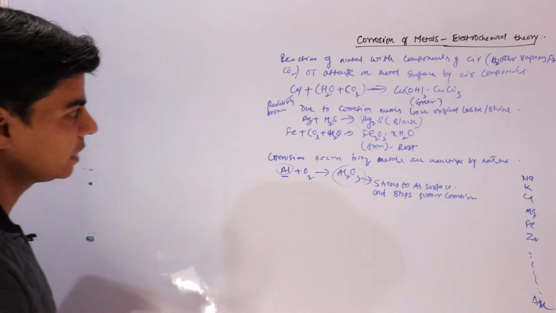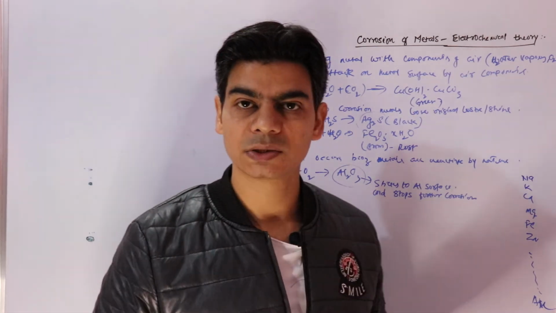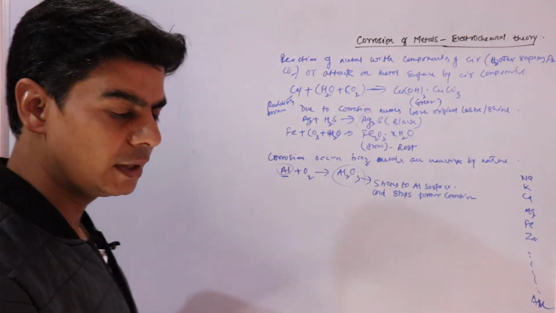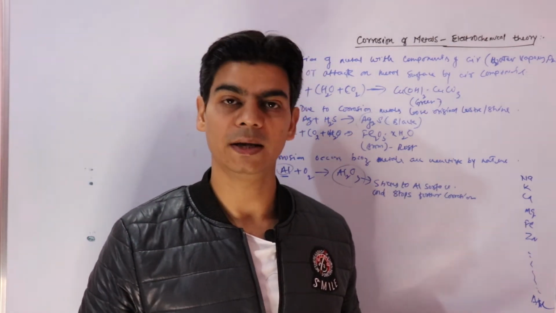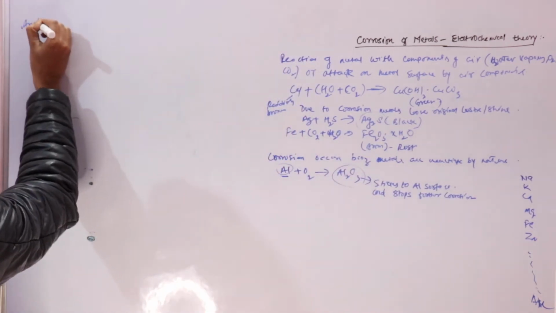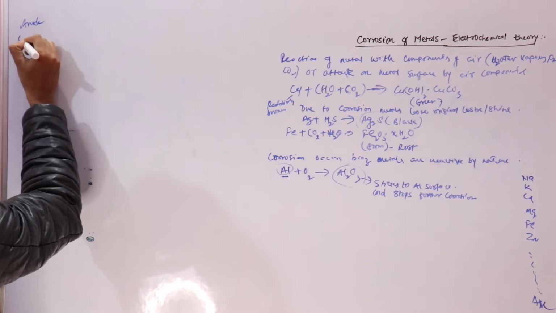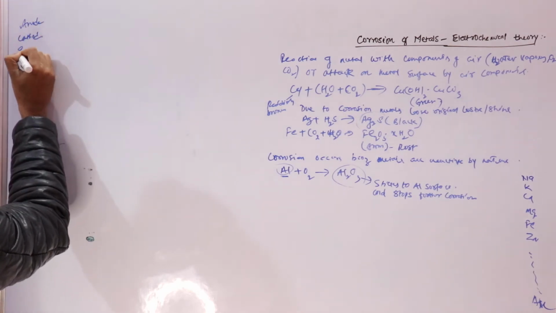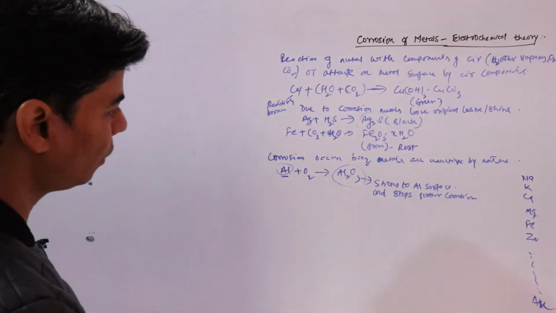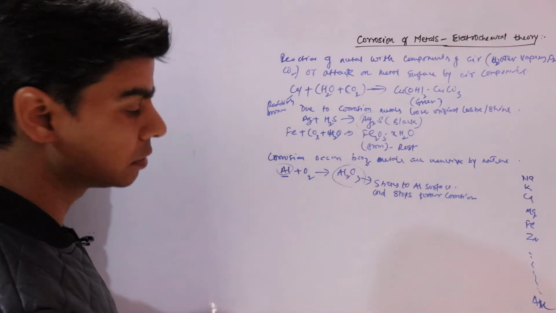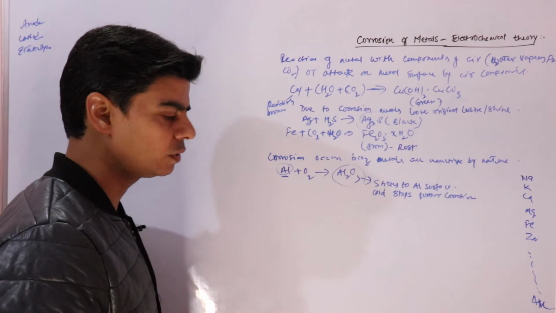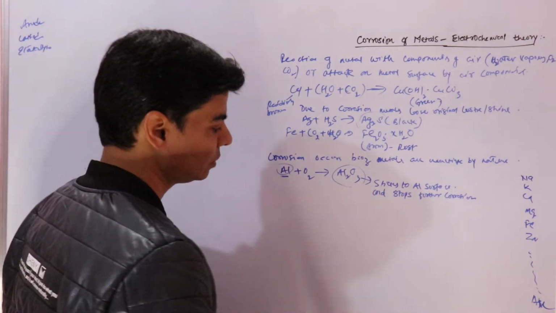Now let's quickly understand corrosion of metals based on electrochemical theory, since now we are studying electrochemistry. When we talk about electrochemical theory or electrochemical reaction, in an electrochemical reaction we have anode, then we have cathode, then we have electrolyte, right? So let's see how we can identify these three things in rusting of iron. To understand rusting based on electrochemical theory, we will take the example of rusting of iron.